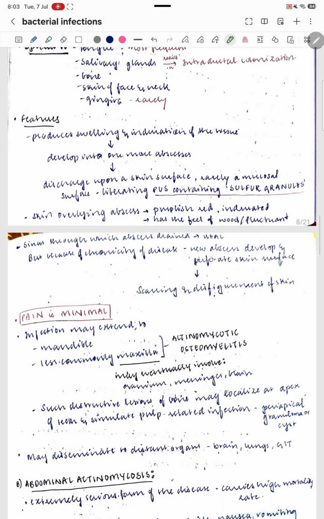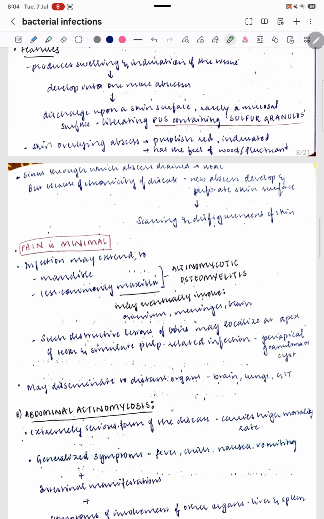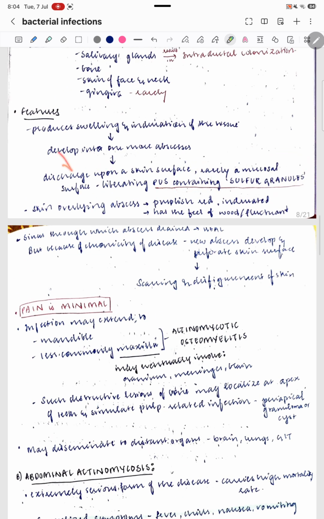Now, what are the features? It produces swelling and induration of the tissue. First it produces swelling, and secondly this swelling develops into an abscess. Then it discharges onto the skin surface, rarely a mucosal surface, liberating pus containing sulfur granules. So the feature of actinomycosis is that it discharges pus onto the skin surface, and this pus contains sulfur granules.